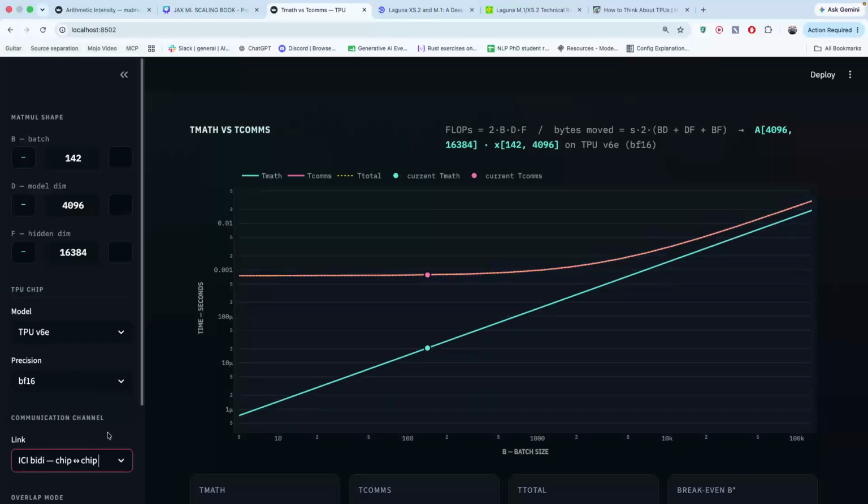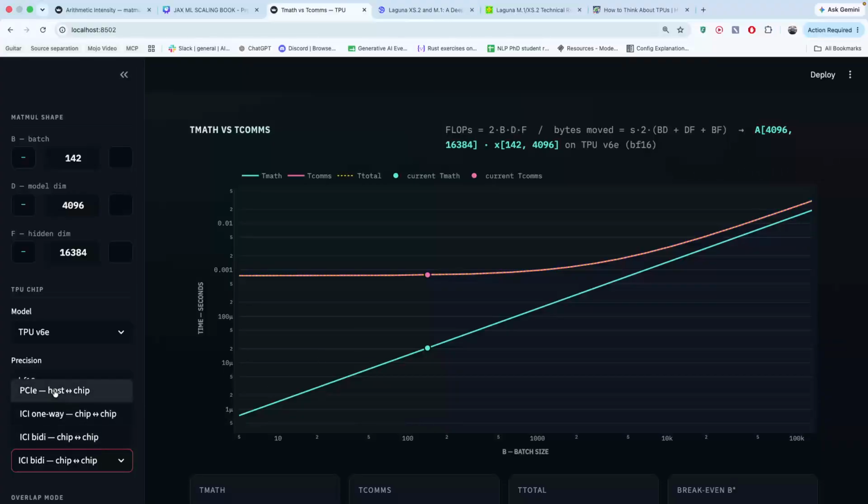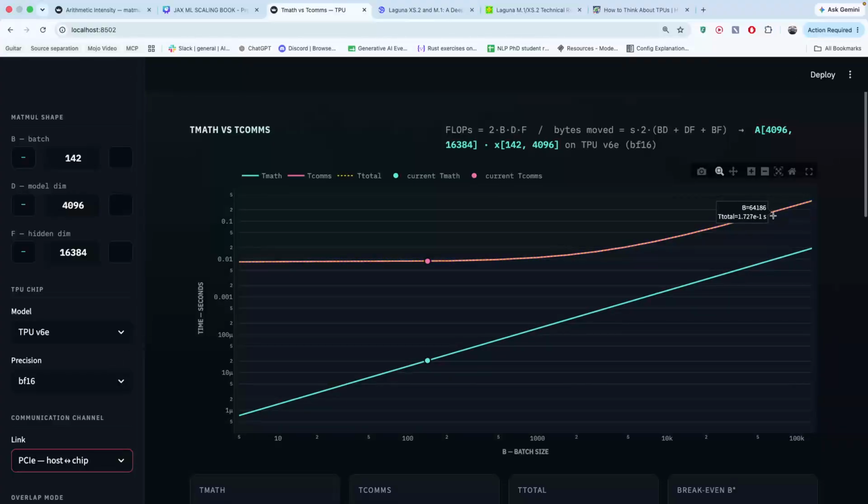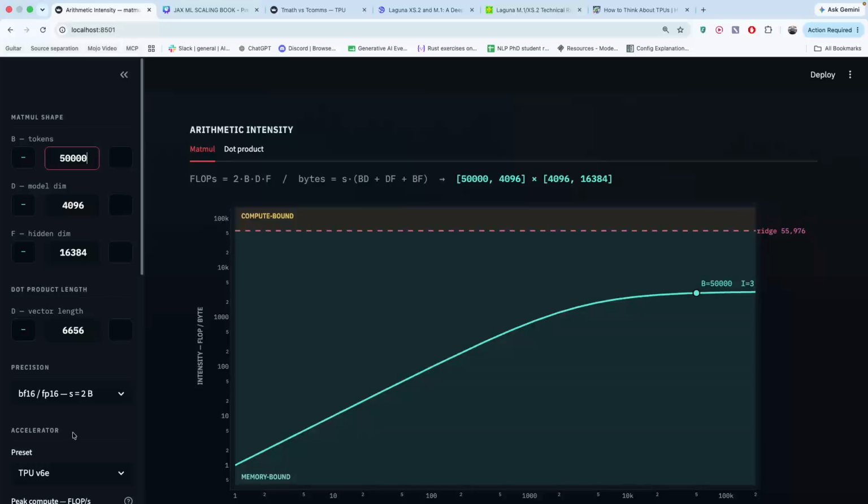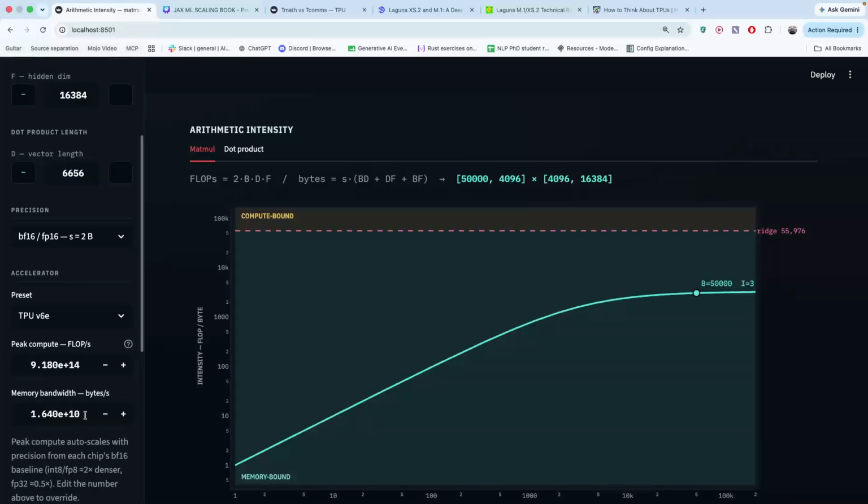Now if I go to bidirectional, you can see that the gap narrows. At a batch size of 38,000, which is achievable, you can have your communication and computation going close by, so you're not bottlenecked by one of them. If you have host to chip, then you are always spending a lot of time in communication. This is what we are also seeing here: when I decrease the memory bandwidth because of PCIe, our compute intensity can never reach the compute-bound region.